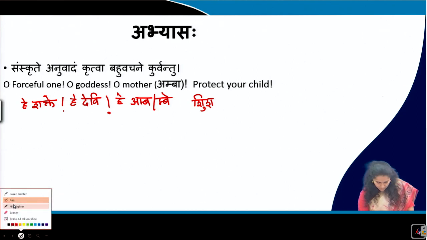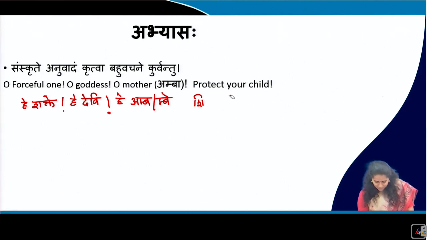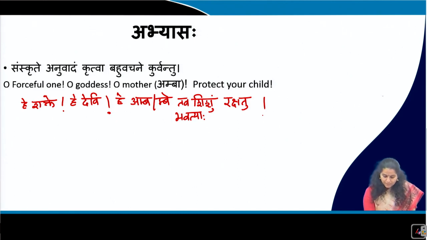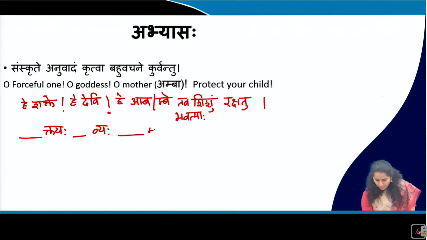Shishum is or tava balam, any of them. Rakshatu. Tava, you can say tava or bhavatyaha. Okay, rakshatu. What happens to the bahuvachanam? He shaktayaha. Devyaha. Ambaha.